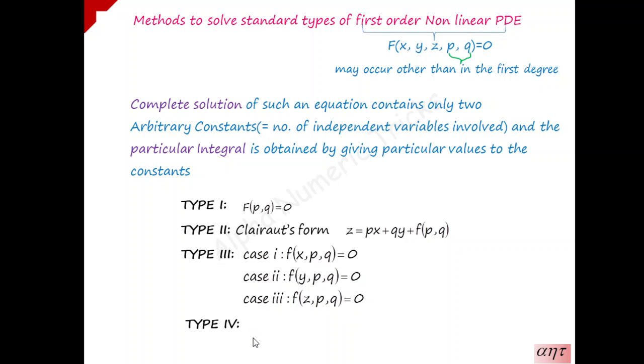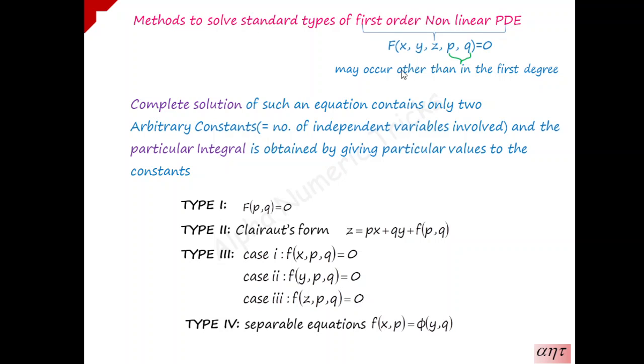Now type 4, separable equations. That is, f of x comma p is equal to phi of y comma q. That is, the equation contains the variables x, y, p and q. z is not present in type 4. And you have to separate the x terms together and the y terms together. Here p is dou z by dou x, which is related to x, so we have to combine x and p. And q is dou z by dou y, the derivative related to y, so we combine y and q.